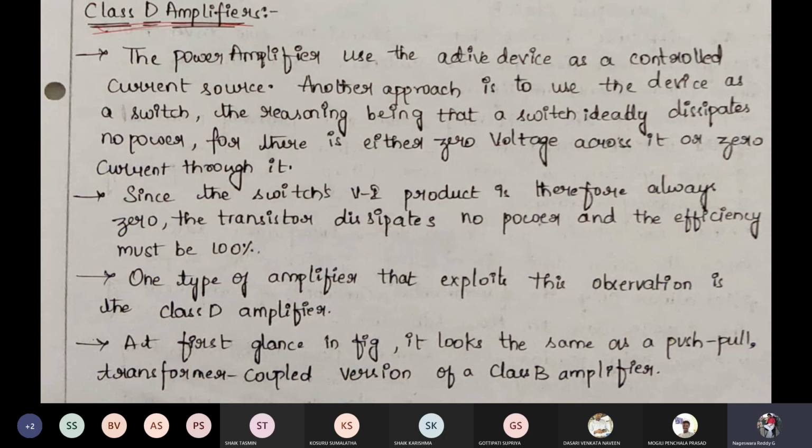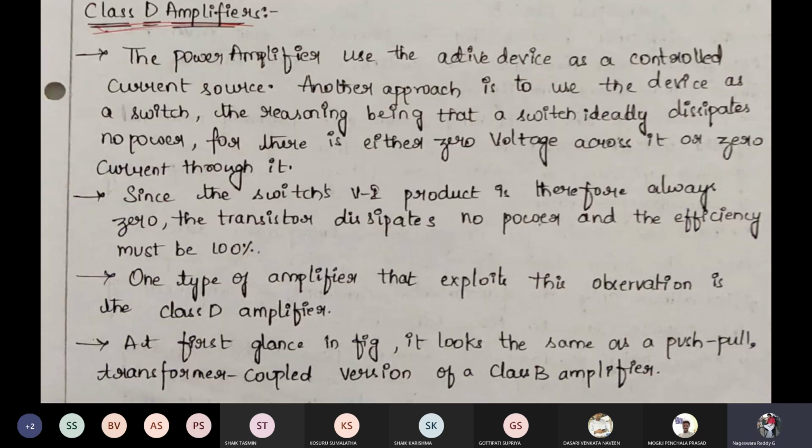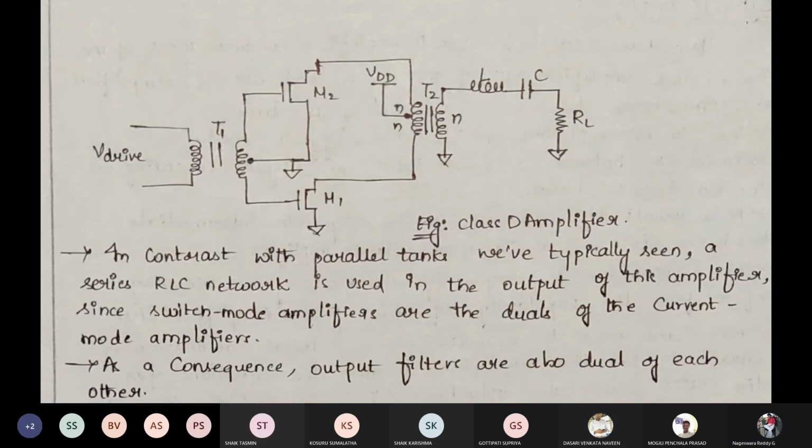At first glance in the figure, it looks like a push-pull amplifier. The circuit diagram of the class D amplifier looks like a push-pull class B amplifier. In contrast with parallel tanks, we typically see a series RLC circuit used in the output of this amplifier.